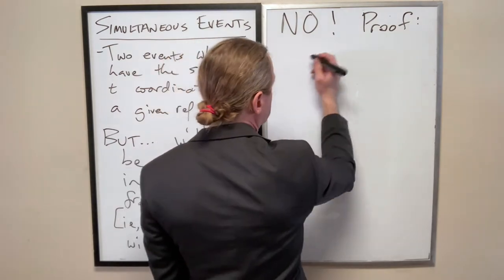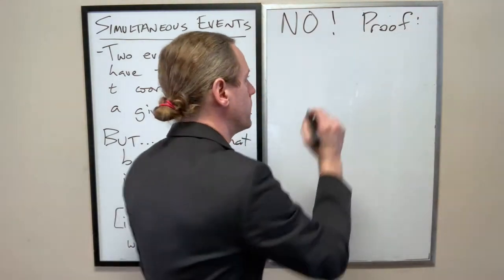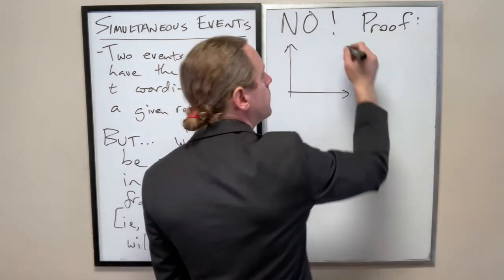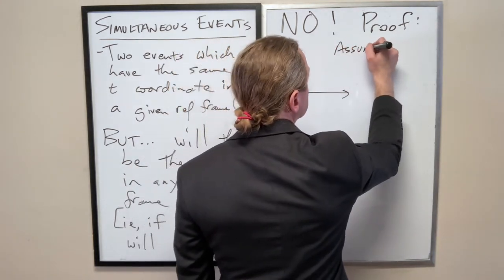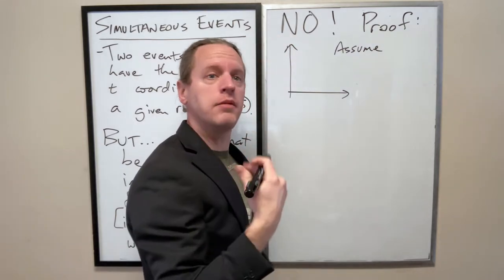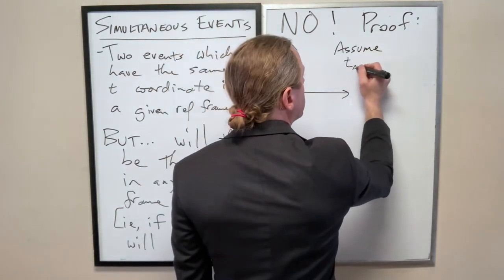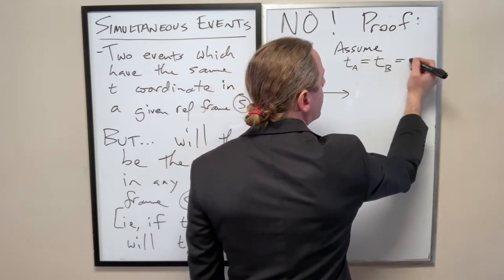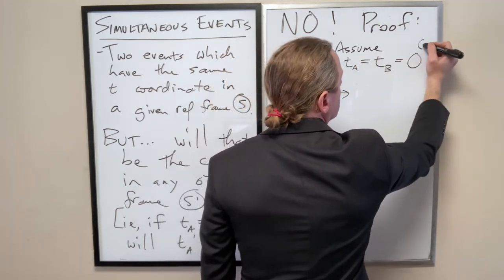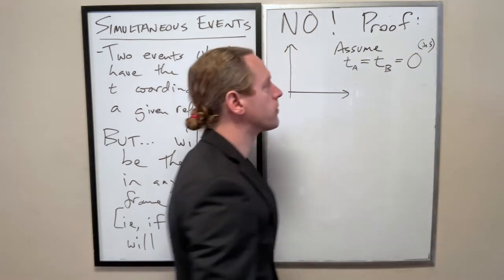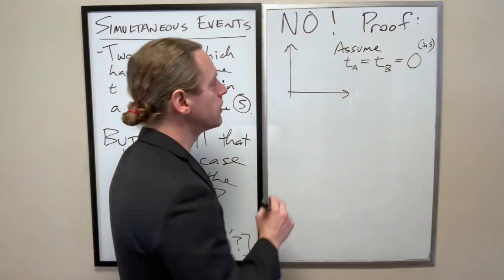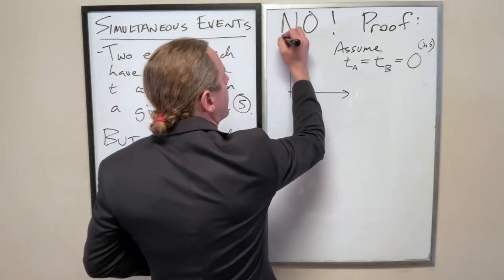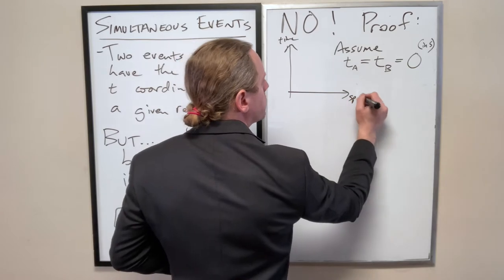Let's assume, and I'm going to draw these on a space-time diagram here, that we have some space-time diagram and, for ease, two events, A and B. We'll assume that event A happens at the same time as event B, and let's call both of those zero in S. So now what we can do is, if this is my time axis and this is space, or x.